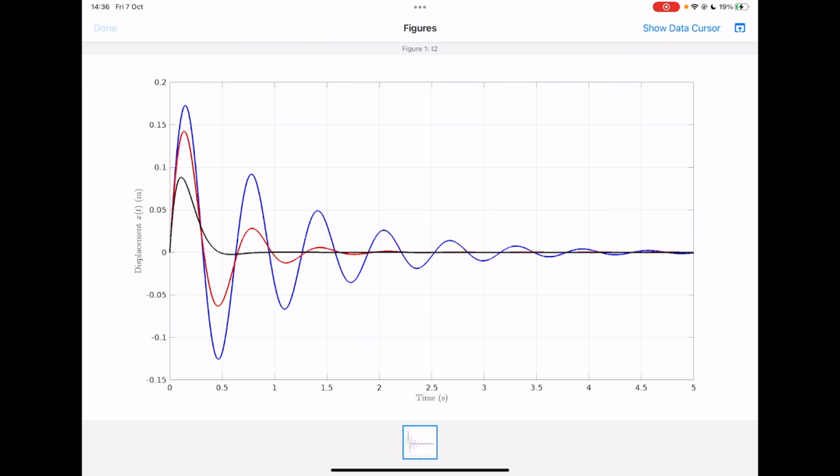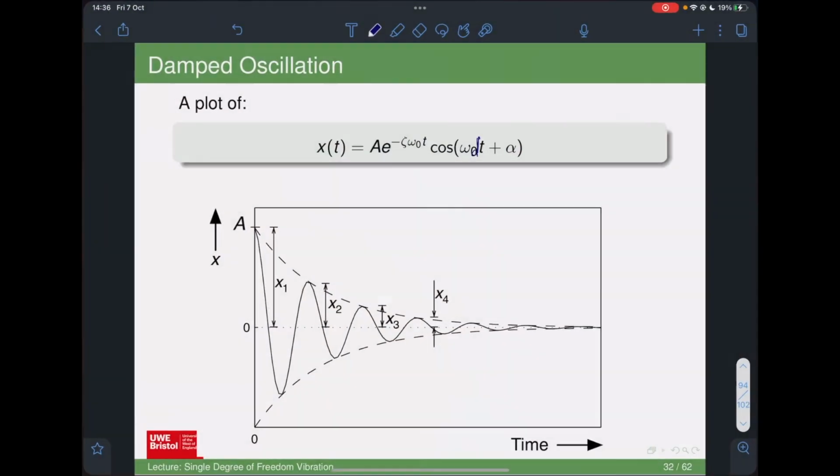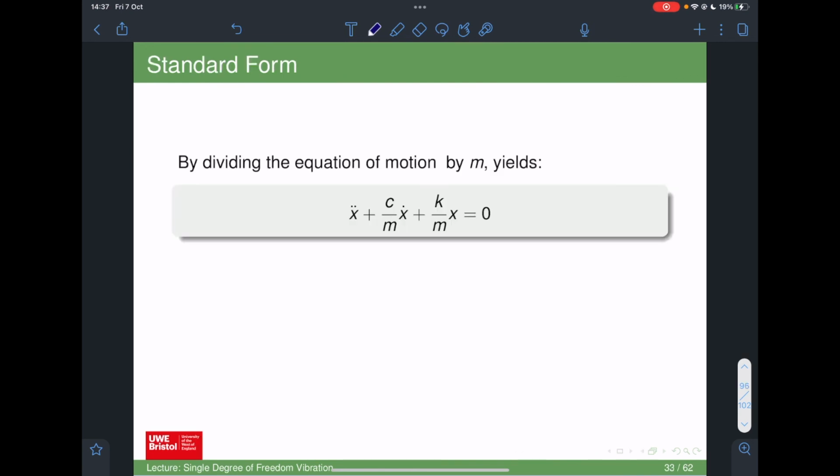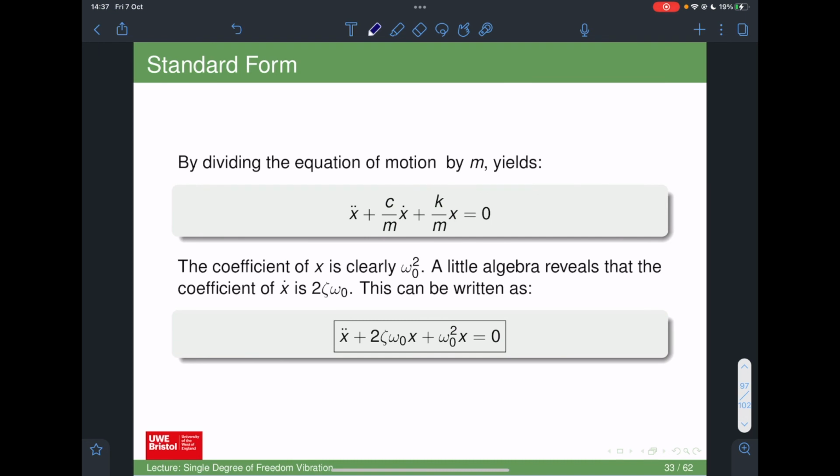Anyway, there's your damping. Just another couple of things. If I took my equation of motion, m x double dot plus c x dot plus k x equals 0, and I divide everything by m, I end up with this equation, which is basically another form of the equation. By doing a little algebra, we end up with this equation, which is known as standard form.